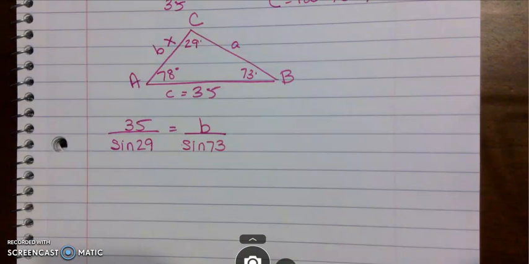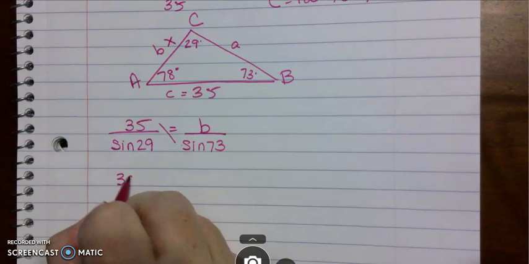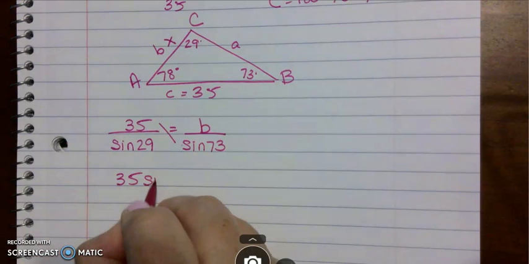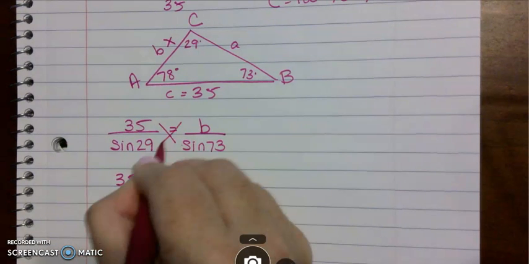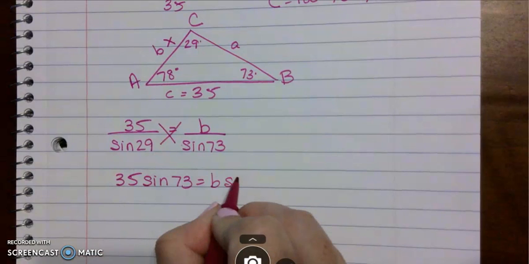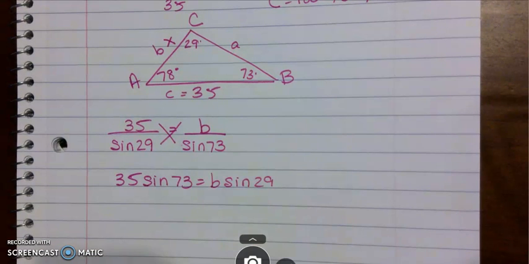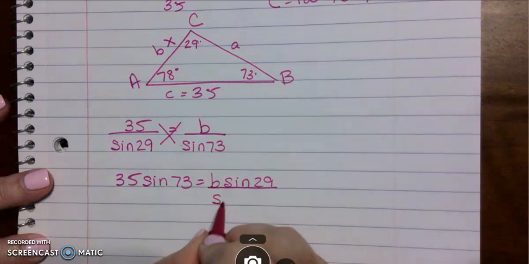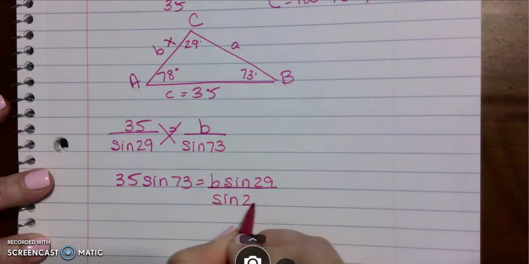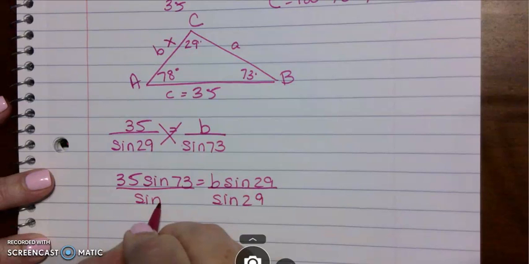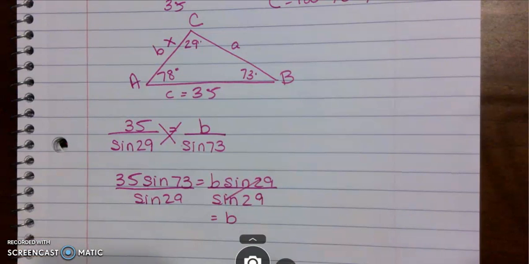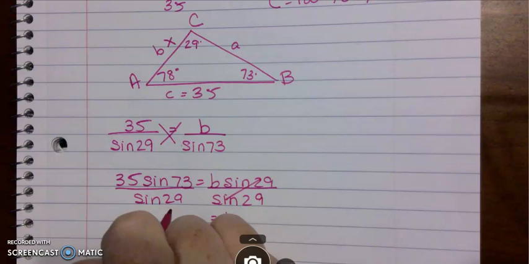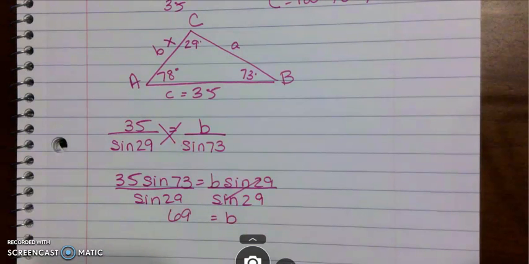This is where we're going to cross multiply. 35 sine of 73 equals B sine of 29. Now we're solving for B, so we're going to divide by sine of 29. And B equals 35 sine of 73 divided by sine of 29. And I got 69.0. Okay, that was kind of fun.